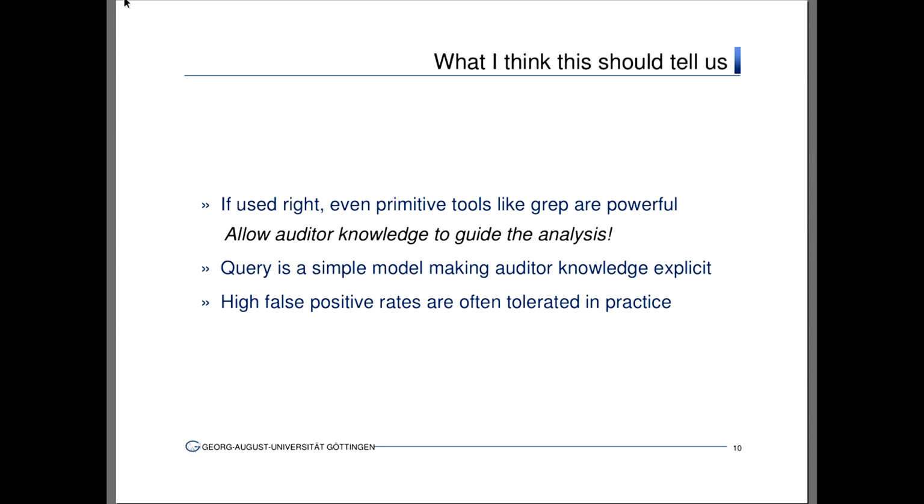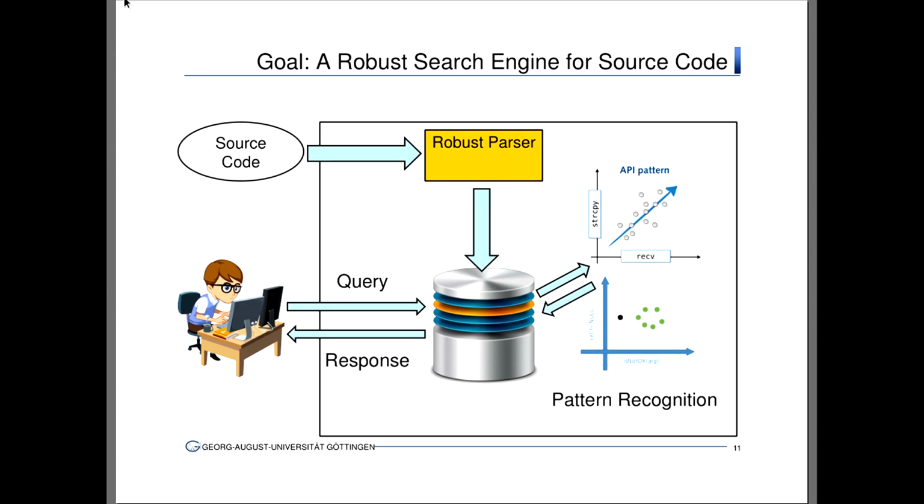And then finally, it shows that false positive rates for bug hunting are not so much of a problem. If you have like 50 hits and in there are 7 zero-days, well, then that's fine. You read a bit of extra code, but who cares? So that gave me the idea that maybe we can build a search engine for source code that can be used to find bugs. And that's what this talk is about.